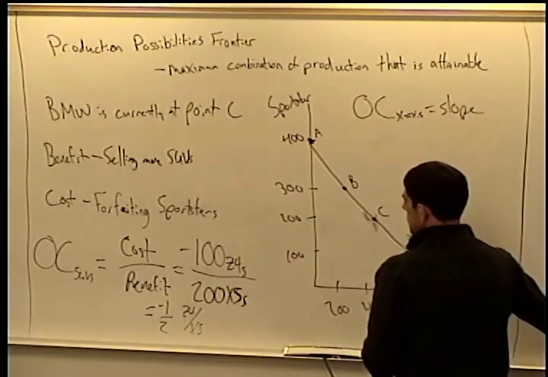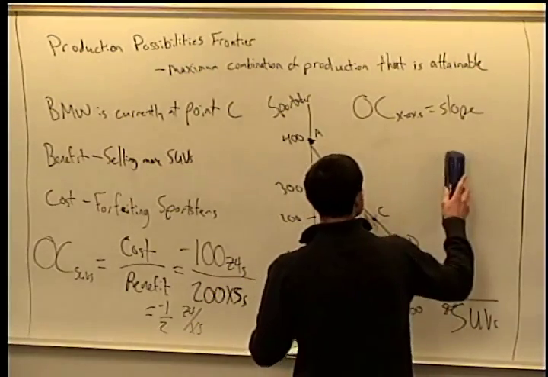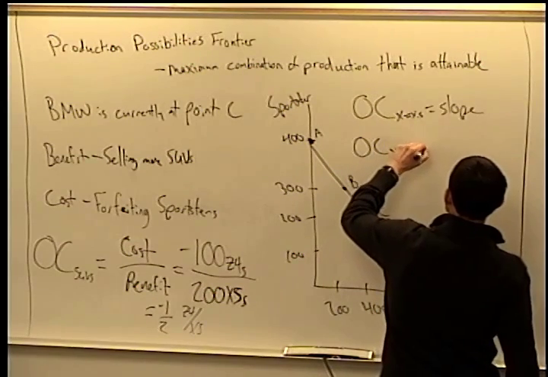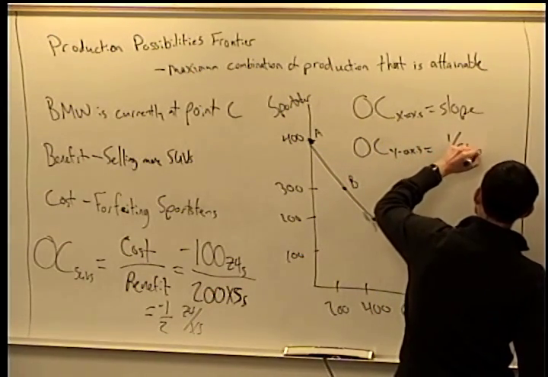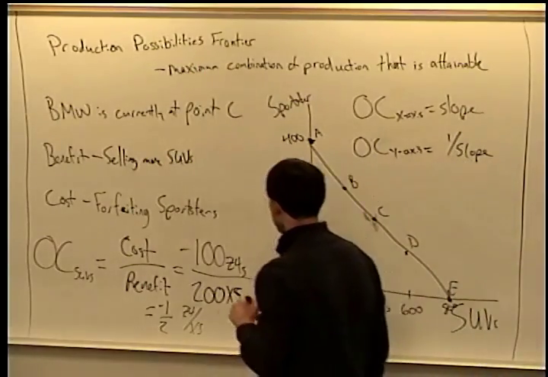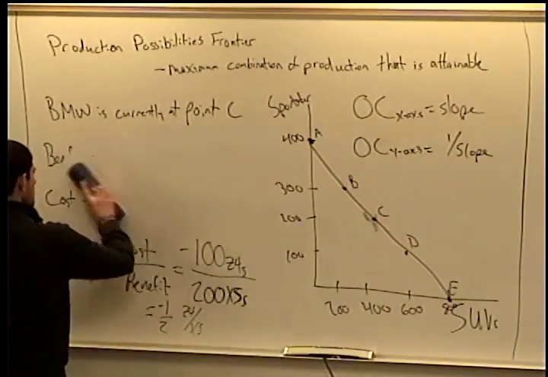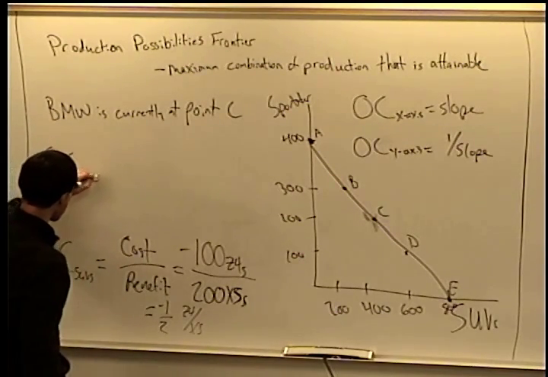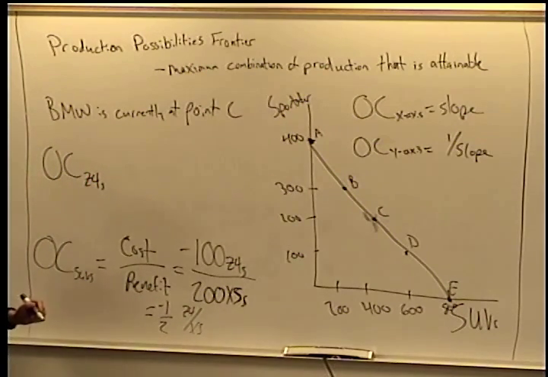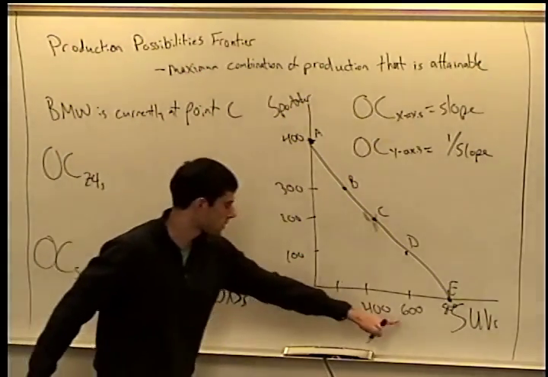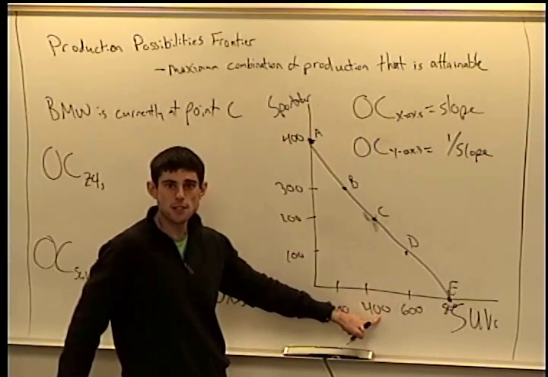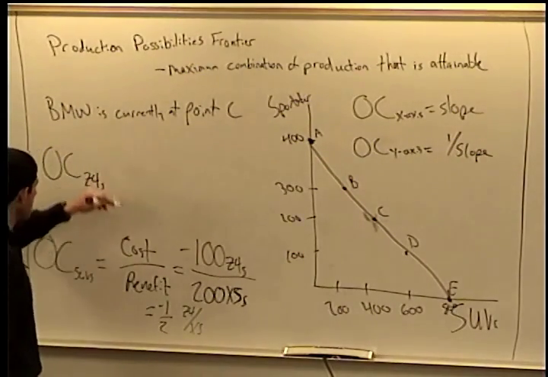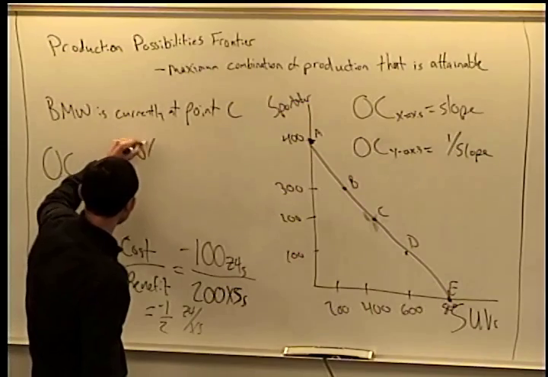Let me see. I'm going to erase this. So the OC of the y-axis equals 1 over the slope. Okay? So the opportunity cost of Z4s, or the Sportster, well, we gave up 600 to 400 SUVs, so we gave up 200 SUVs. So the cost is going to be 200 X5s.